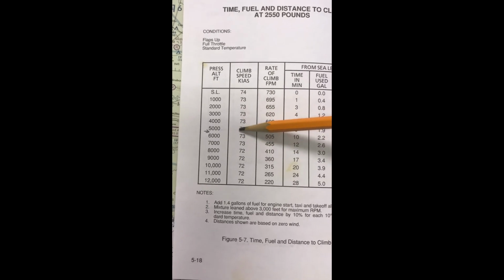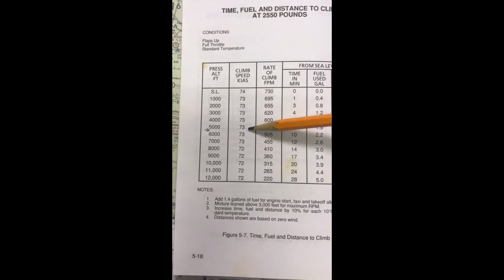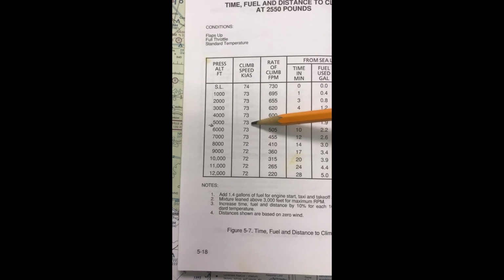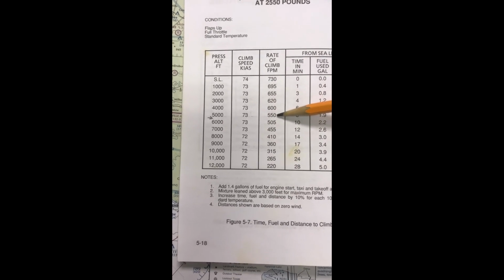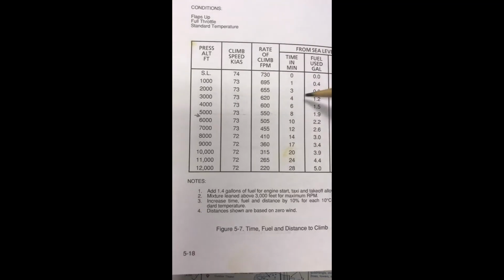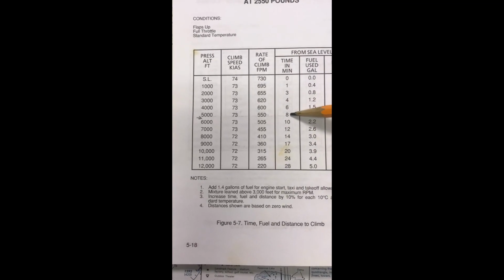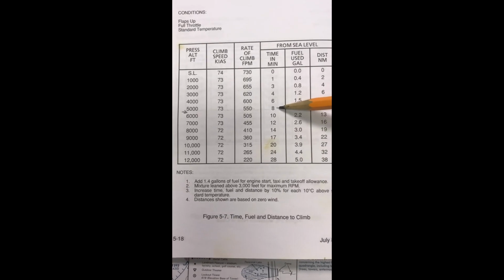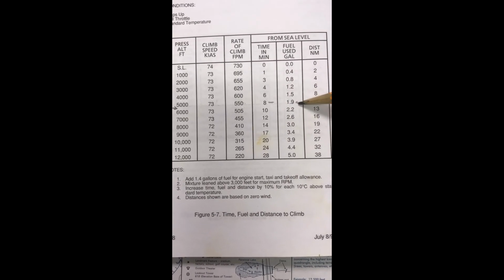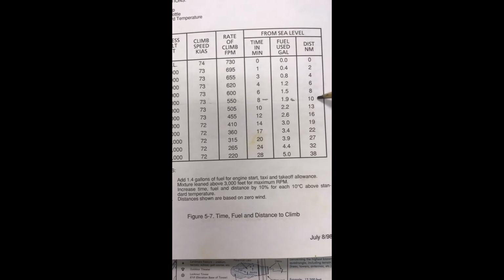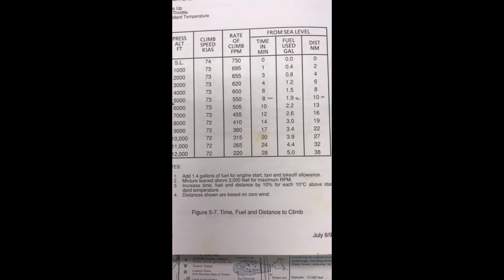So here's the information we need from that chart. We can see that our climb speed is going to be 73 knots indicated. Our rate of climb is not going to be that great. We're going to average 550 feet per minute. Now here's the piece of information we actually need here. It's going to take us 8 minutes to make that climb. We're going to use 1.9 gallons of fuel, and it's going to take us 10 nautical miles across the ground to get from our point of origin to our cruise altitude.